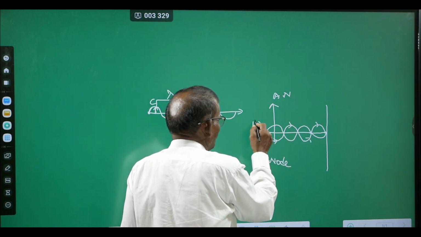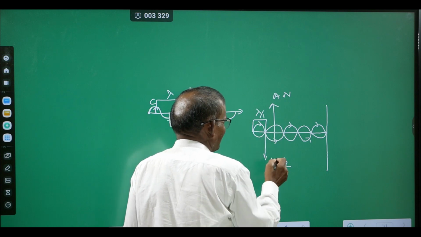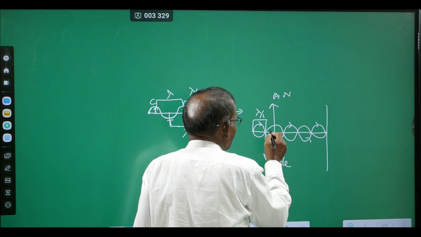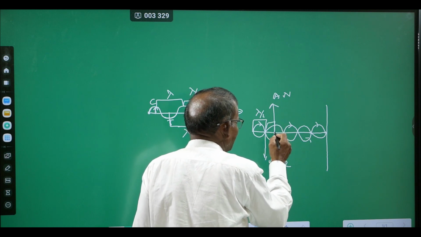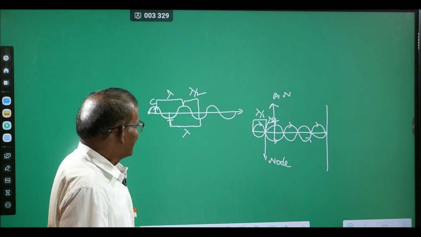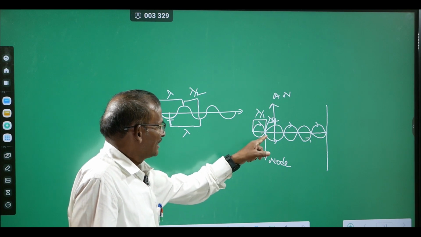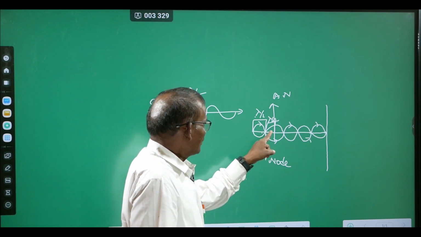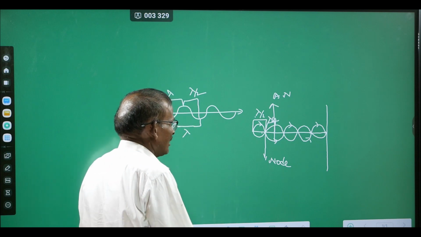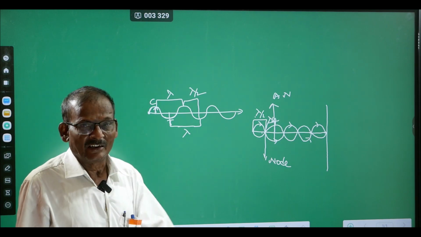The distance between a node and the next node is half of the wavelength. Similarly, the distance between a node and the next antinode is lambda by 4. So the distance between a node and the next node is lambda by 2, and the distance between a node and the next antinode is lambda by 4. Lambda by 2 is half of the wavelength, lambda by 4 is a quarter of the wavelength.